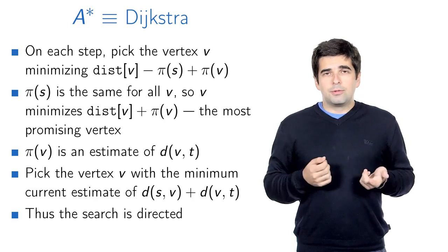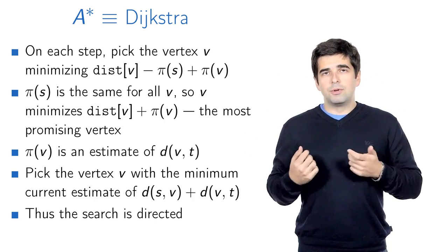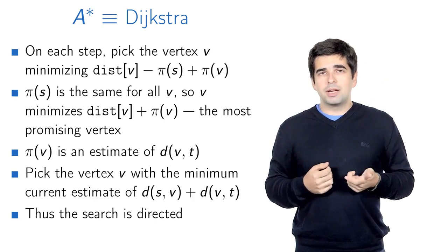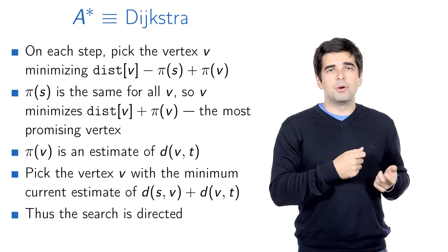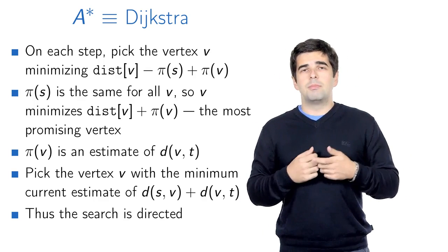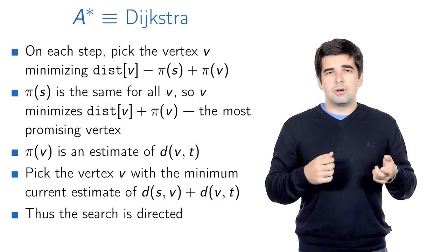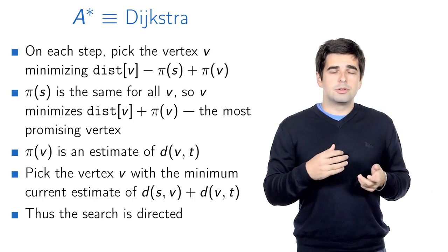So, of course, this algorithm could still go through the whole graph before it gets to the target. But in practice, if we have a good estimate of the distance left from the current point to the target, we will get to the target and extract it much earlier. And on the way there, we will avoid a lot of turns in the wrong direction.